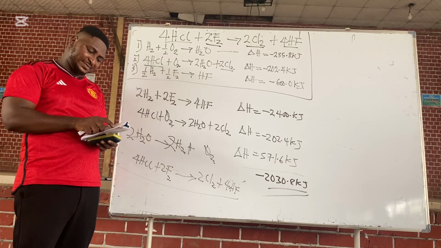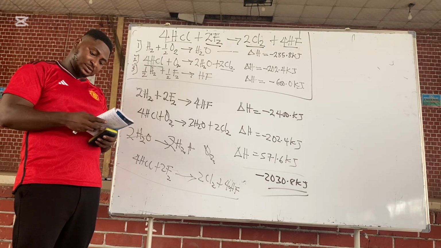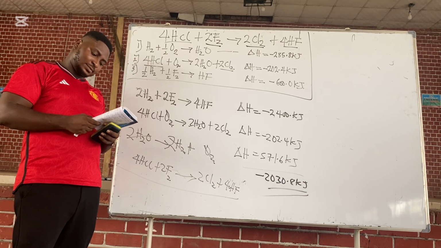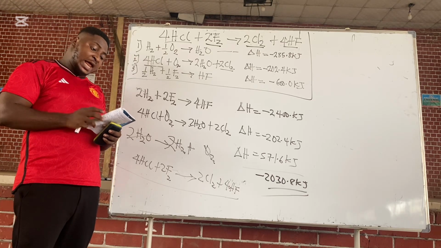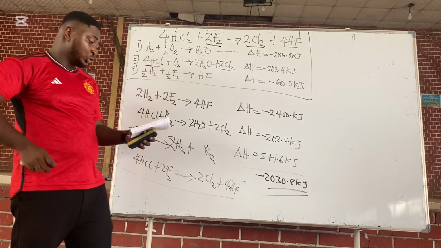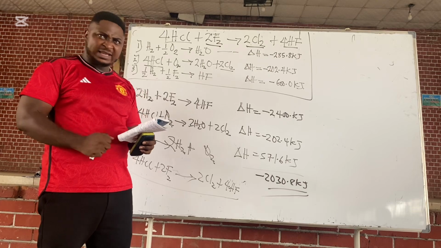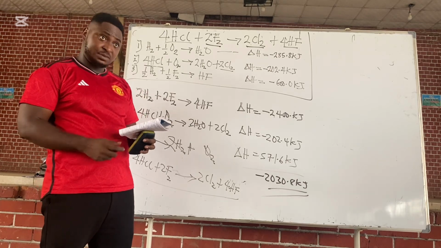Well done. Class, yes. Minus 2030.8 kJ. Do you want one more to start? I want to get it myself. One more? Yes. Alright, good.